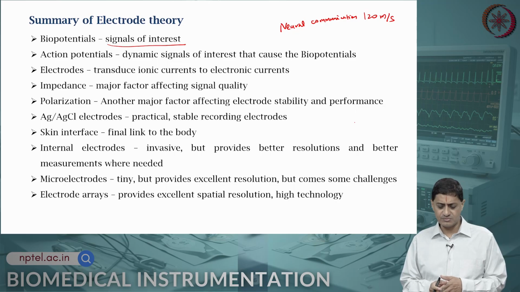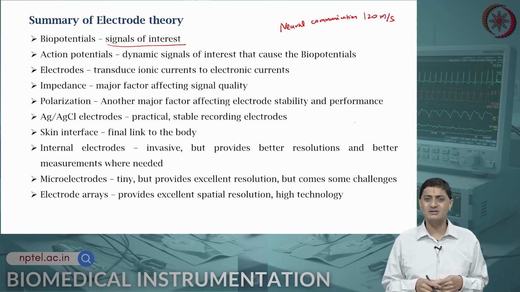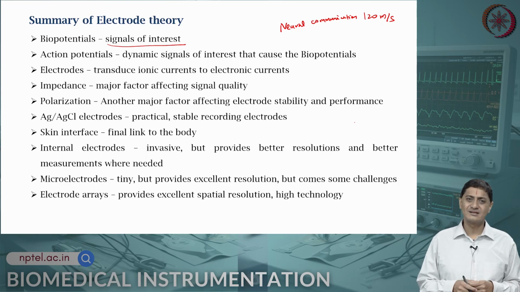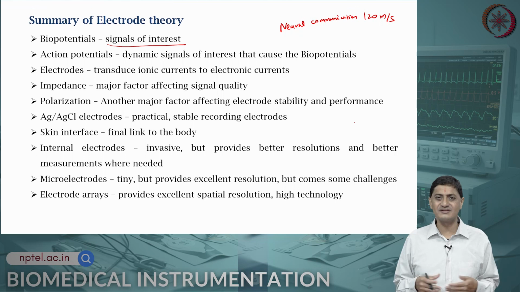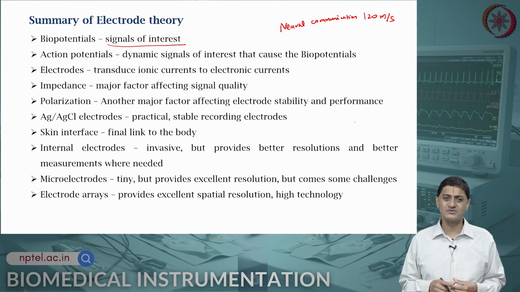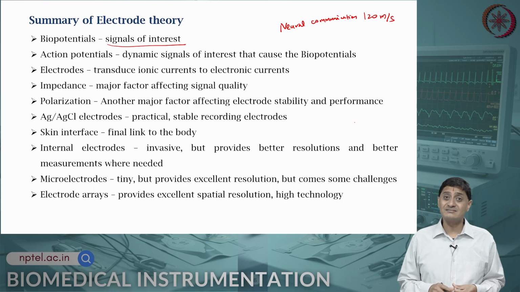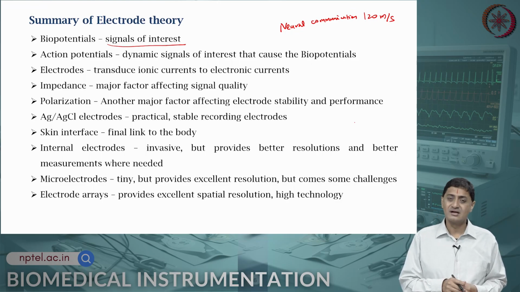The other approach, an invasive approach, is to use internal electrodes. These are invasive but provide better resolution and better measurements where needed, but then it comes with the baggage of being invasive. So, you get better quality signal, but they are invasive, and you need to make a choice as to which one. Microelectrodes are really tiny. They can provide very high quality, high spatial resolution recordings, but then it comes with its own challenges.